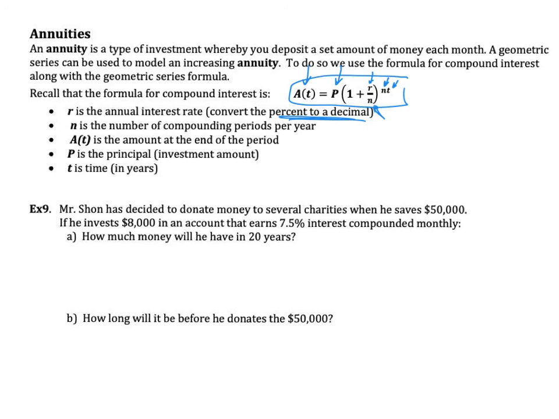So it says, Mr. Sean has decided to donate money to several charities when he saves $50,000. If he invests $8,000 into an account that earns 7.5% compounded monthly, how much will he have in 20 years? So I would pause and just use this formula and use your calculator and then check your answer with mine here momentarily.